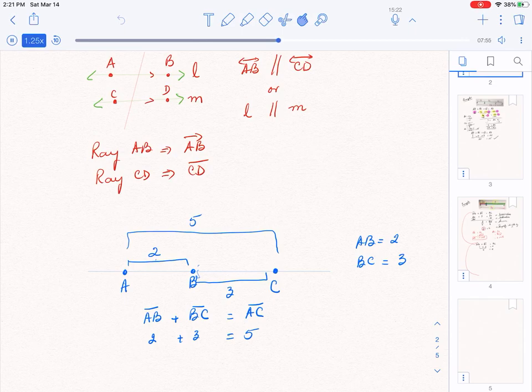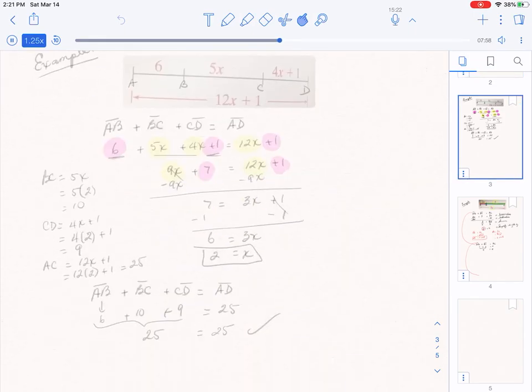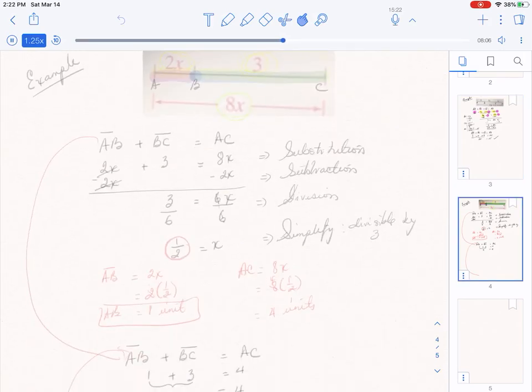Okay, let's say I'm going to have an example. I think it's from your textbook, but this is an example. Let's say it's example 1. Okay, let's say I'm going to do A, B, C, D.